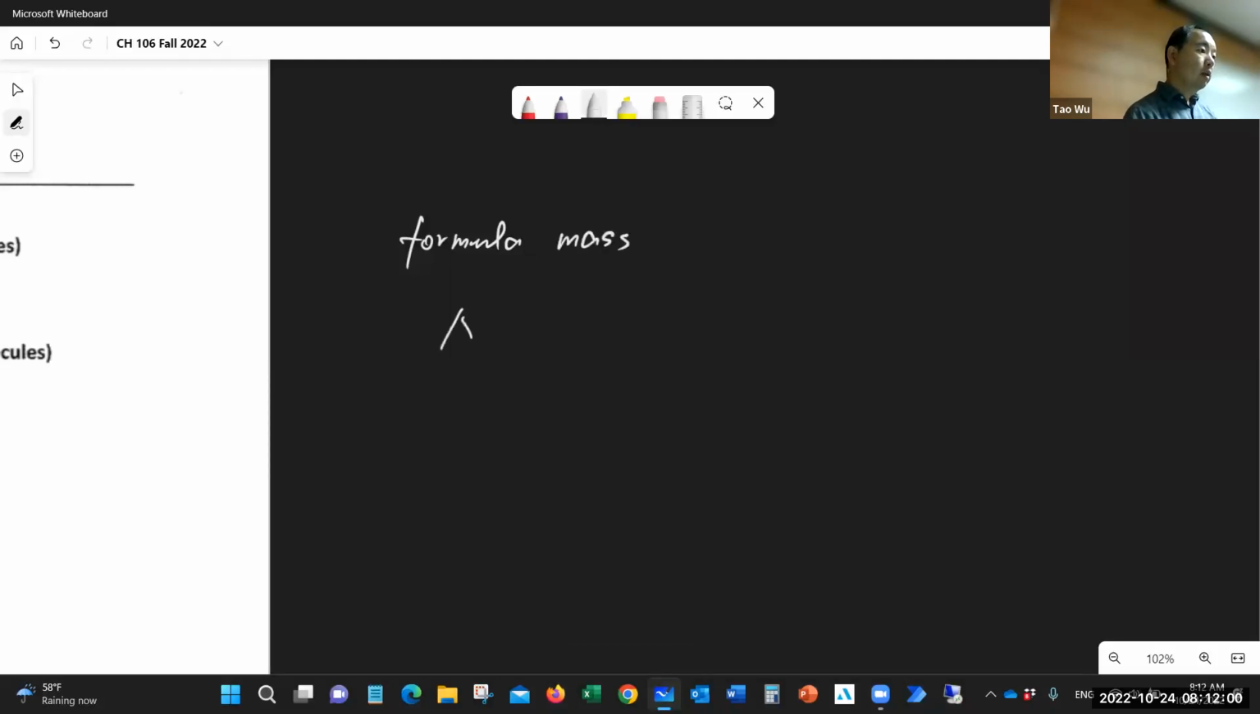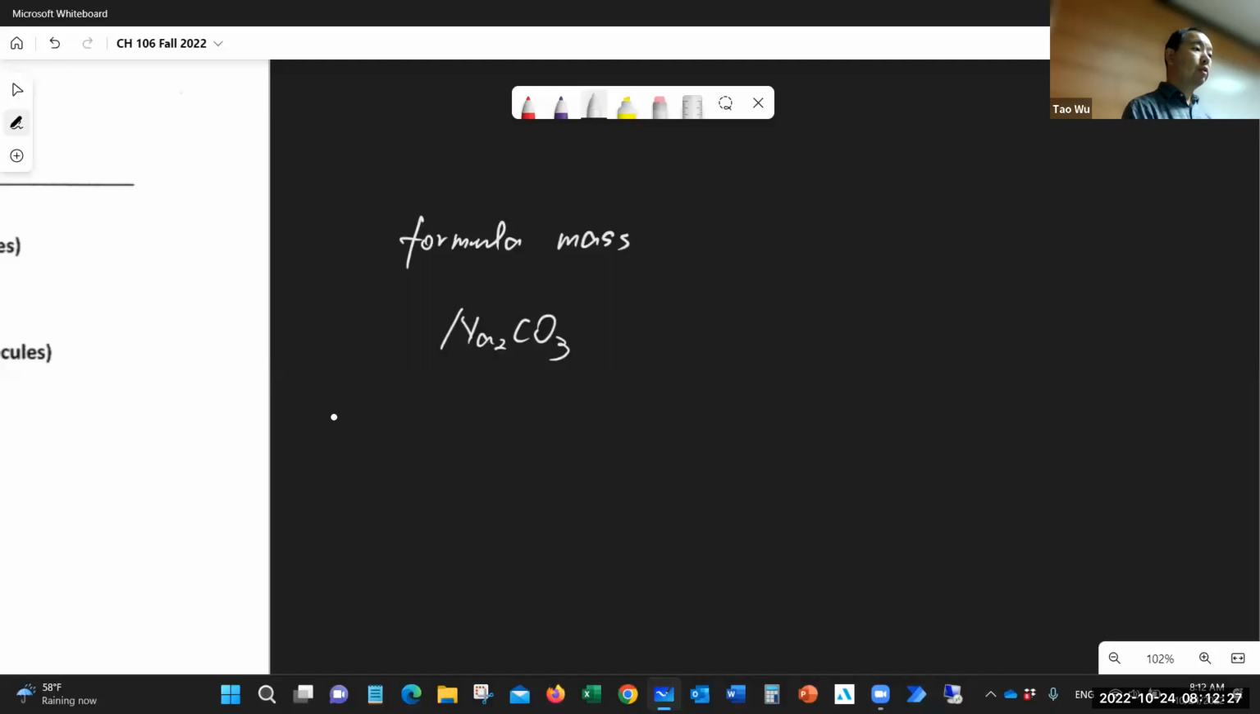Formula mass, like for sodium carbonate. Okay, sodium carbonate, the formula mass or the molar mass of sodium carbonate. So let's first talk about formula mass. Formula mass is the mass for this formula, which means the total mass of this compound: 2 sodium plus 1 carbon and 3 oxygens.